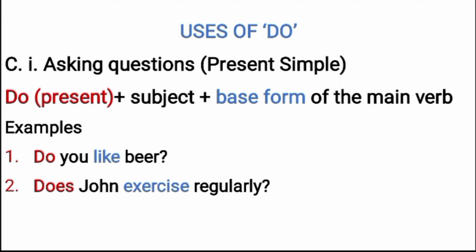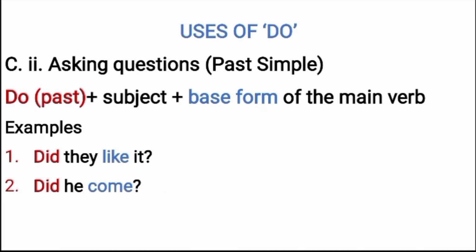Example 2. Does John exercise regularly? These sentences must end with the question mark. Cii, asking questions, past simple. The form for asking questions in the past simple is the past form of the auxiliary verb do plus the subject plus the base form of the main verb. Let's take a look at the examples below.